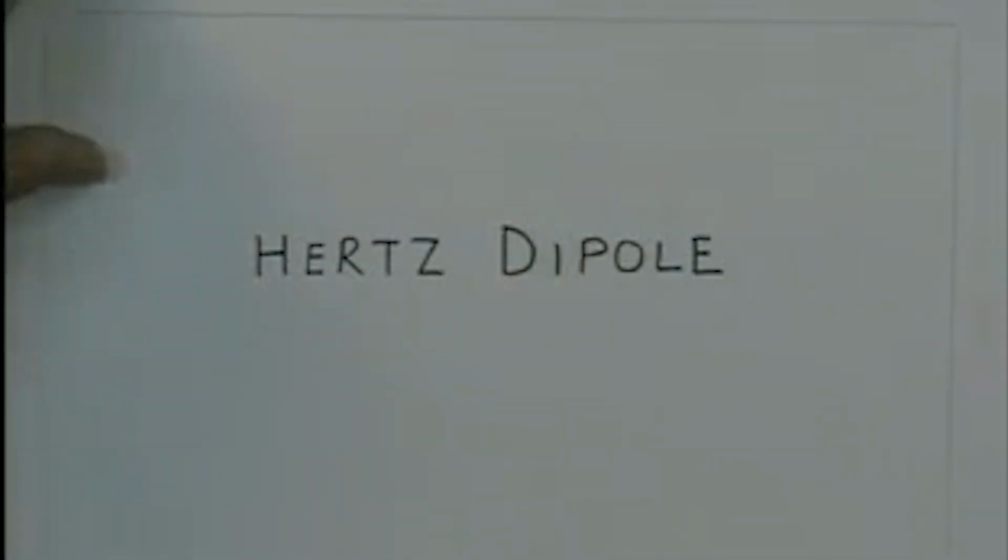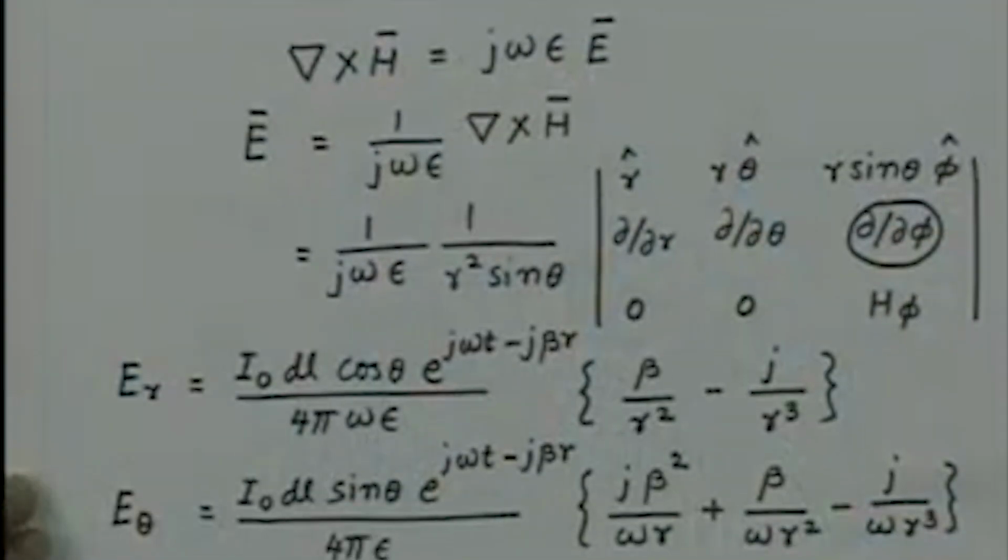vector potential and the electric and magnetic fields, and we saw that for the Hertz dipole we have a magnetic field which has only one component, that is only the phi component, whereas the electric field has two components. One is the r component, which is the radial component, and the other one is the theta component.